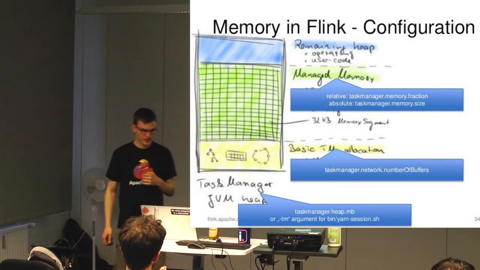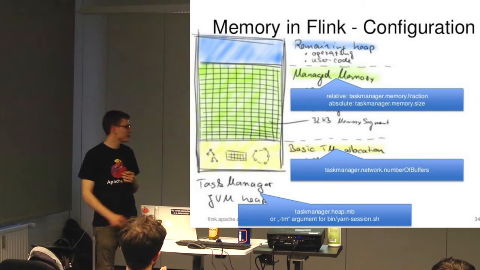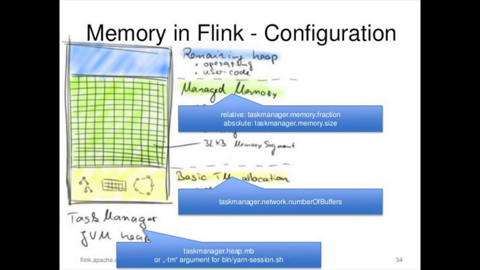And this list will live in this remaining heap space. And there are, of course, configuration parameters for controlling the behavior of the system. So the size of this entire box is controlled by the taskmanager.heap.mb configuration value. In the YARN case, you can just specify -tm, so minus task manager, and then the size in megabytes. And this is the heap size that we'll tell the JVM to start with.